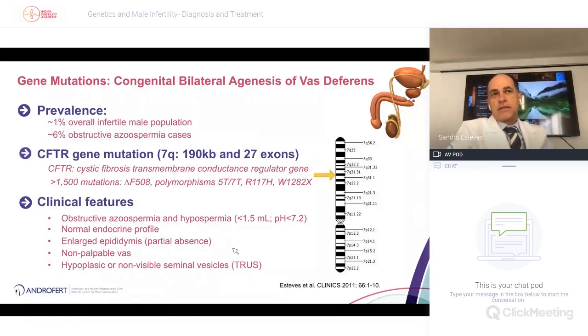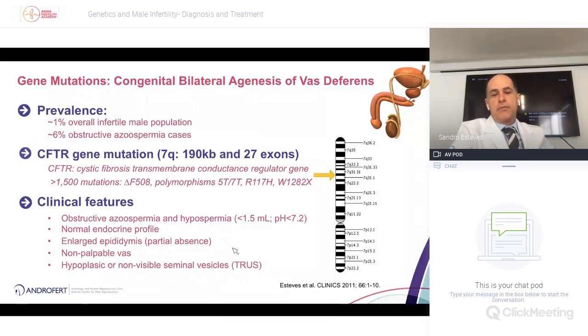But these patients, because the testicles are normal in size and in function, have a normal endocrine profile. When we do the physical examination, we feel that the epididymis is enlarged, but in some patients, we only feel part of the epididymis, only the epididymis head, the cranial part of the epididymis. Obviously, the vas is non-palpable, and the seminal vesicles could be either hypoplastic or not present.